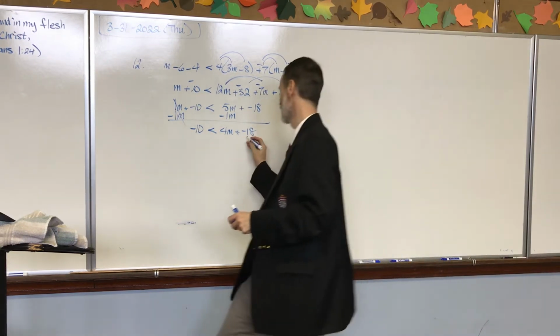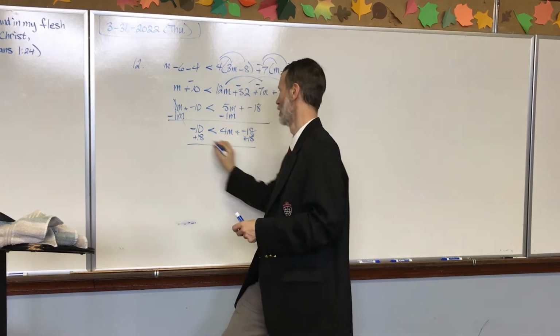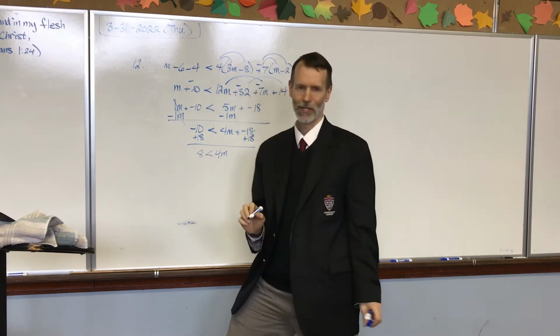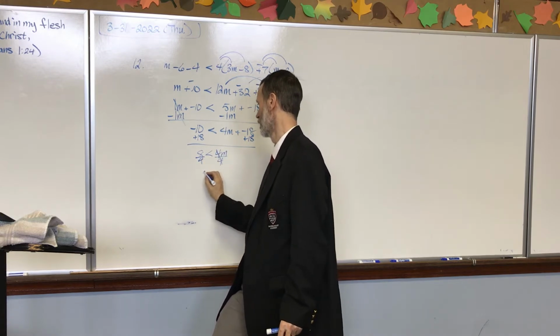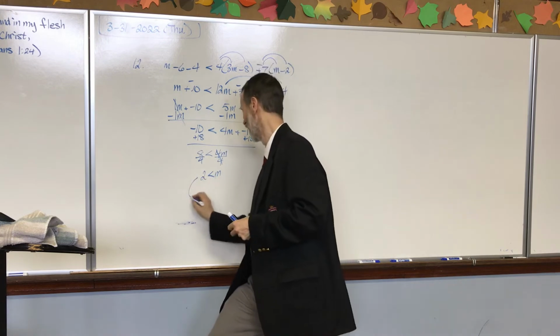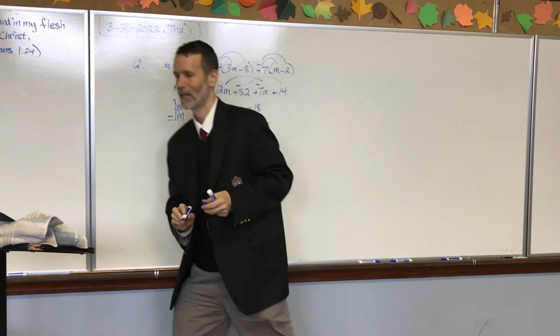Add 18, correct. Does that flip the sign? No. What do you have so far? 8 is less than 4m. One more step. What do you get? 2 is less than m. However, that's backwards. What is it really? m is greater than 2.